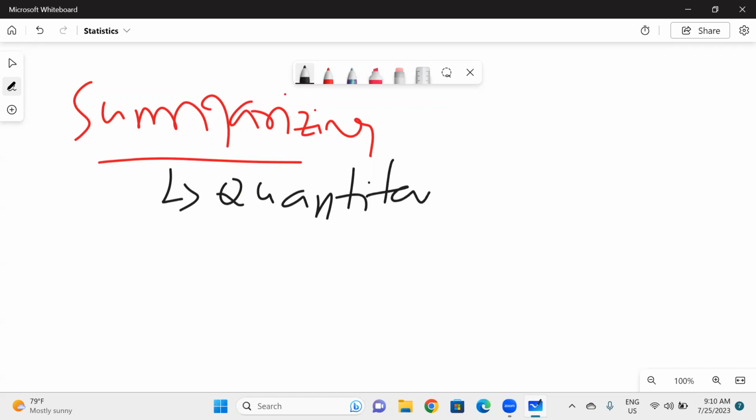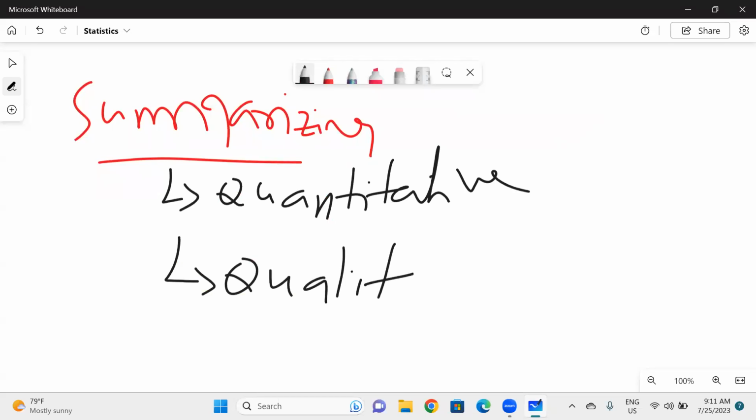Quantitative means the data is something numerical. When the data is in numerical form, that type of data we can summarize, and we might have more metrics. And even you can summarize qualitative data also. Even we can summarize the qualitative data.